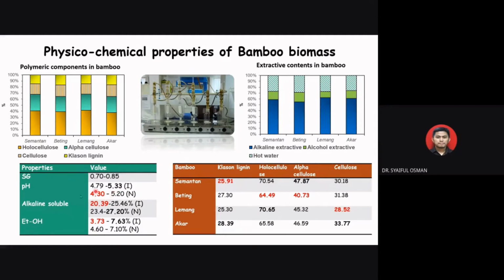5.33. And for alkaline extractive content, or alkaline soluble, the average value was within 24.36 to 25.63. And finally, for ethanol-toluene extractive content, the average value for all the bamboo species was within the range of 4.1 to 7.21%, whereas for the hot water extractive content, the results range within 10.5% to 12.7%.